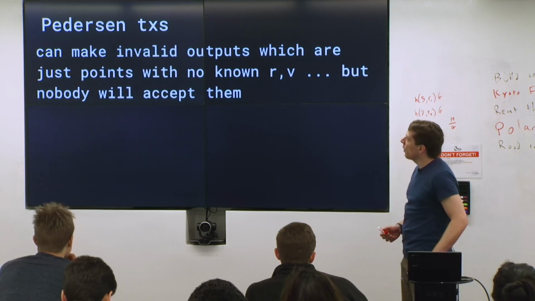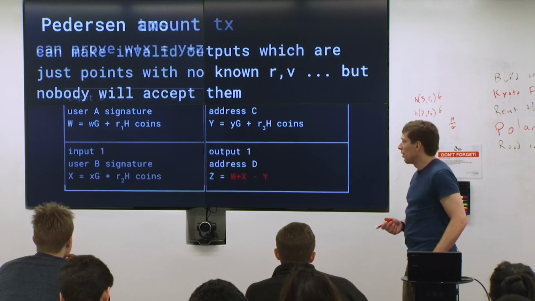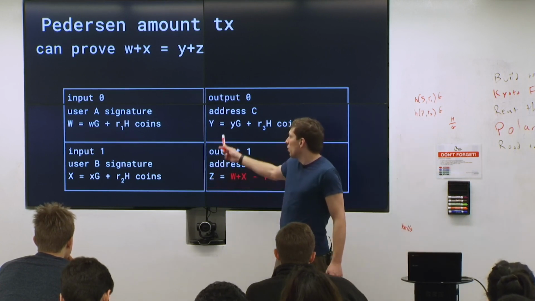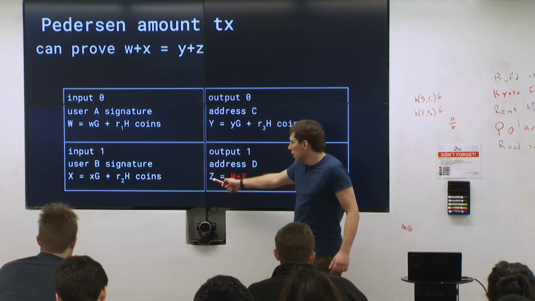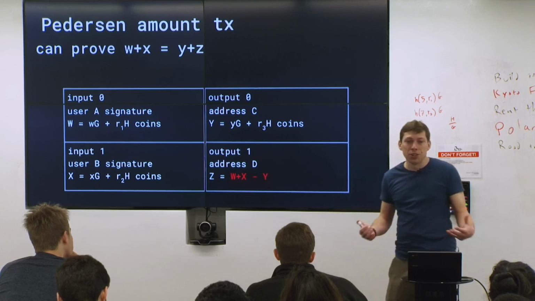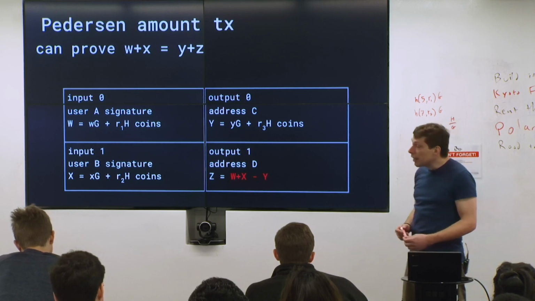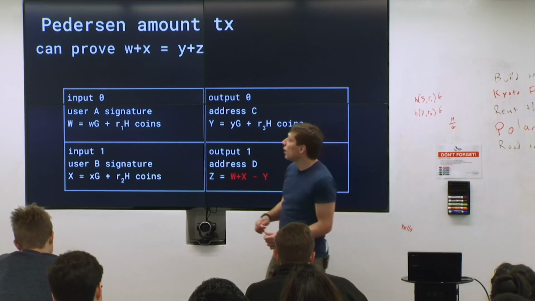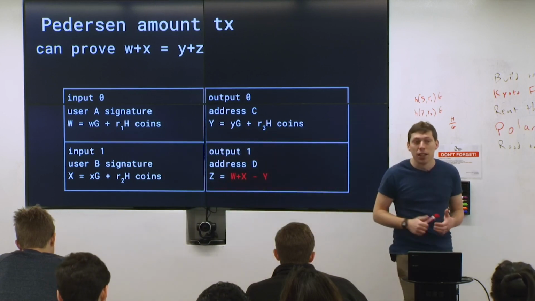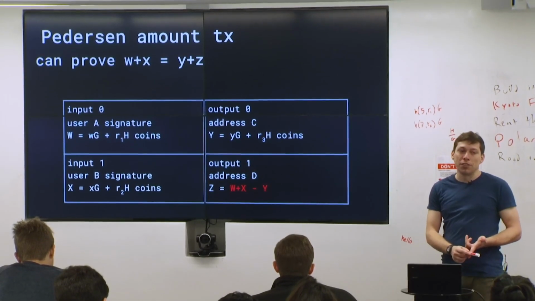You can make invalid outputs, which are just points with no known R and V, but nobody should accept those, right? So you could just do this, where there is no commitment here. Maybe these have valid commitments, but this is just a point, which is W plus X minus Y. And there's no known R values or Z or V values for these things. And from the network's point of view, this will still be valid, right? The network's just saying, well, W plus X equals Y plus Z. We're good. But then anyone accepting that transaction, you're not going to be able to give them an R value.